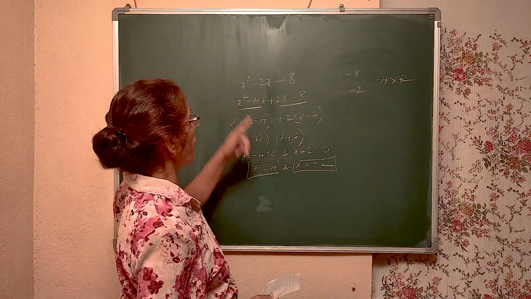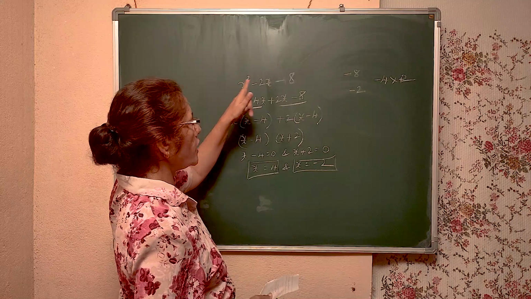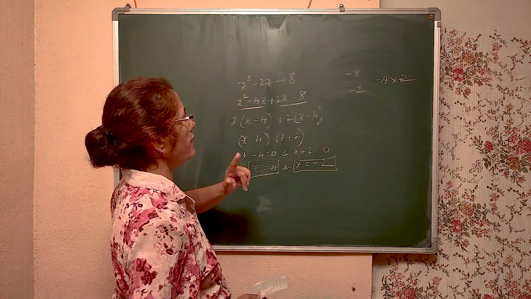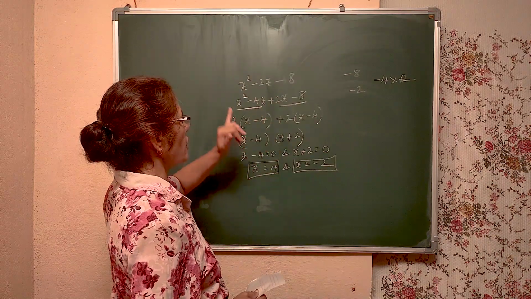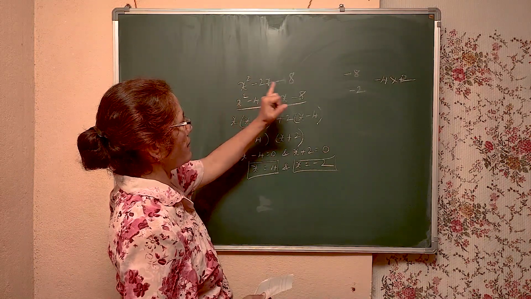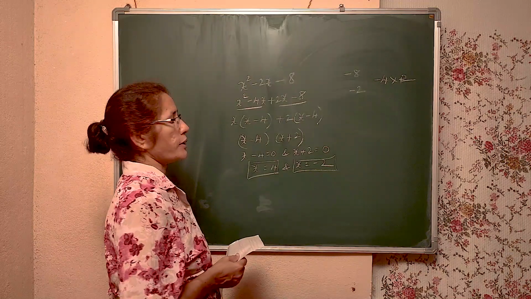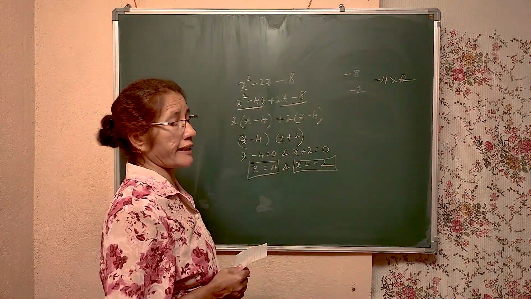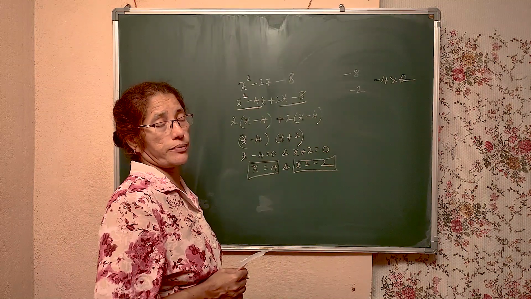If you substitute 4, you will get the value 0. 4 square minus 2 4s are 8 minus 8. 4 square is 16. 16 minus 16 is equal to 0. Likewise here also you get the value as 0.